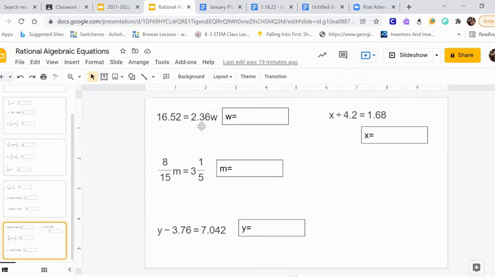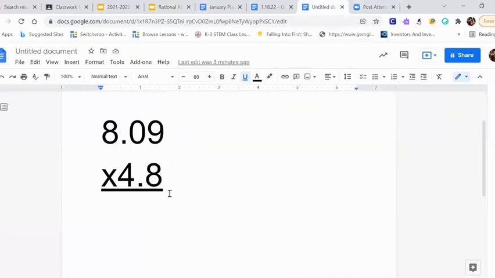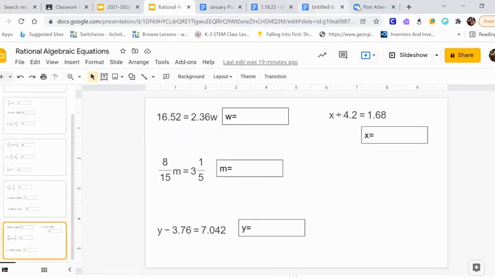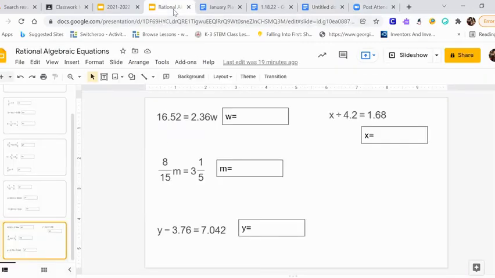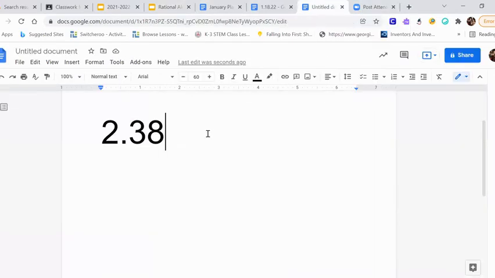Look at this one. So if I'm multiplying 2 and 36/100 times W, you're going to divide it. So now this one, you're going to need to move your decimals, right? Sorry, let me back up. It was 2.36. Because it would be 16 and 52/100 is being divided by that. 16.52. We'll pretend there's a division sign underneath it, over it.